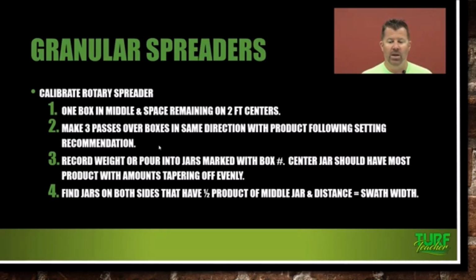Make 3 passes over the boxes in the same direction with product following the setting recommendation. Record the weight or pour into jars marked with the box number. The center jar should have the most product in it, with amounts tapering off evenly. So that middle jar is going to have more, and as it goes down, you're going to see it decrease evenly. Find jars on both sides that have half the product of the middle jar, and that distance is your swath width.